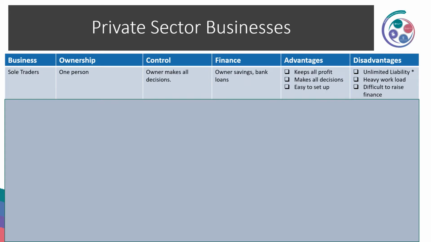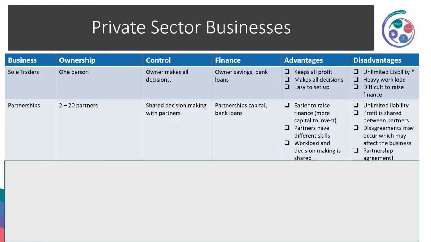So let's look at the next one, partnership. Partnerships are owned by between 2 and 20 partners. They are controlled by partners who usually have shared decision making. They are financed by partnership capital and bank loans. So instead of saying owner's savings, because you've got more than one owner, you could say partnership capital.